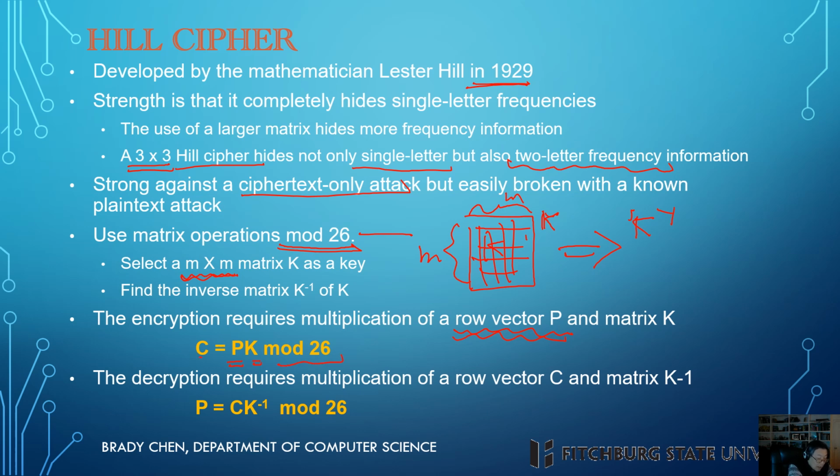So C is p times k. p is 1 by m, k is m by m. So eventually we're going to generate a c, which is also 1 by m, a row vector. That's the encryption. The decryption is also a row vector times the inverse matrix. So hopefully we can restore the plain text.